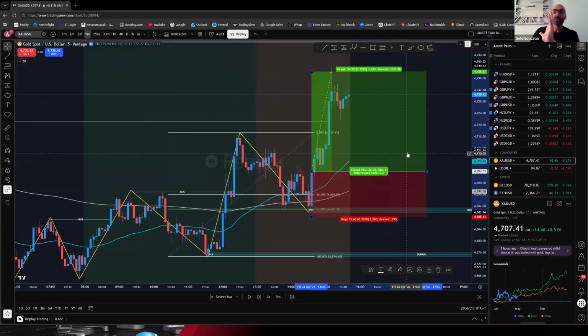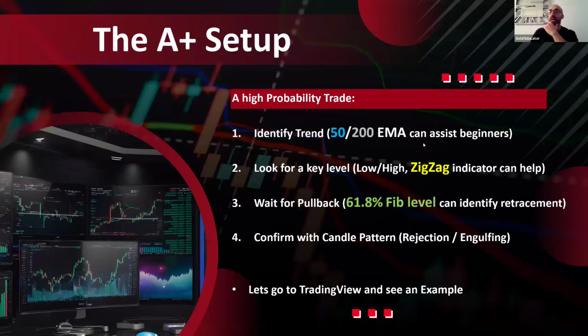I don't know if that's luck or not. But all I know is that this was an A+ setup. Everything was in my favor here. If you go back to the slide, I had the EMAs in my favor. I had the high and the low. I had the 618 level, which was the pullback. I had the engulfing candlestick pattern. Everything played out for me.